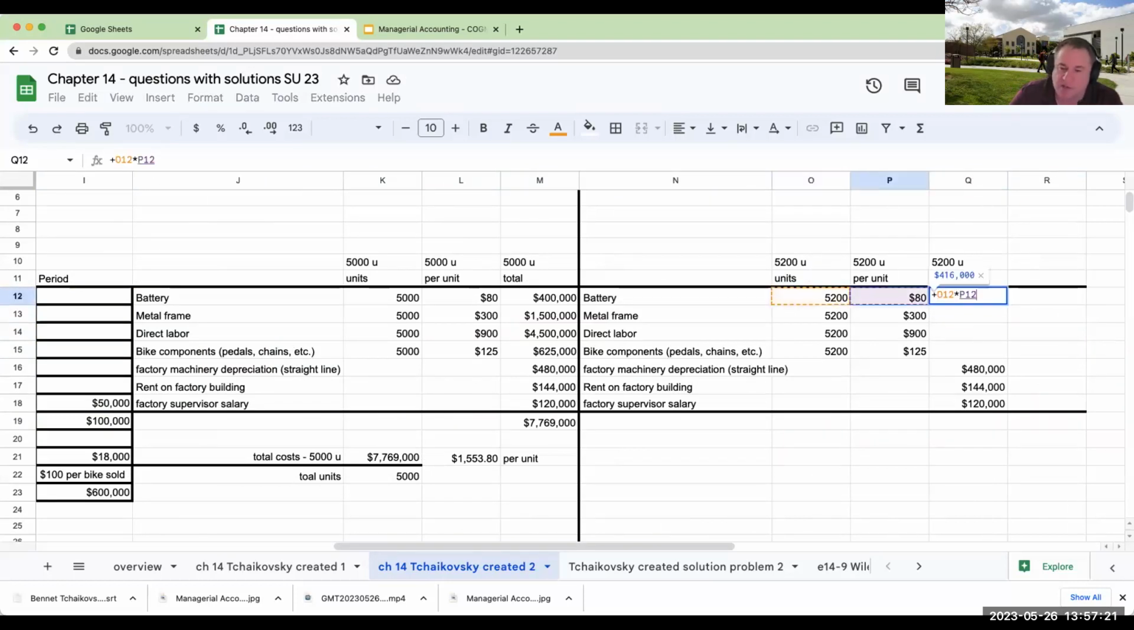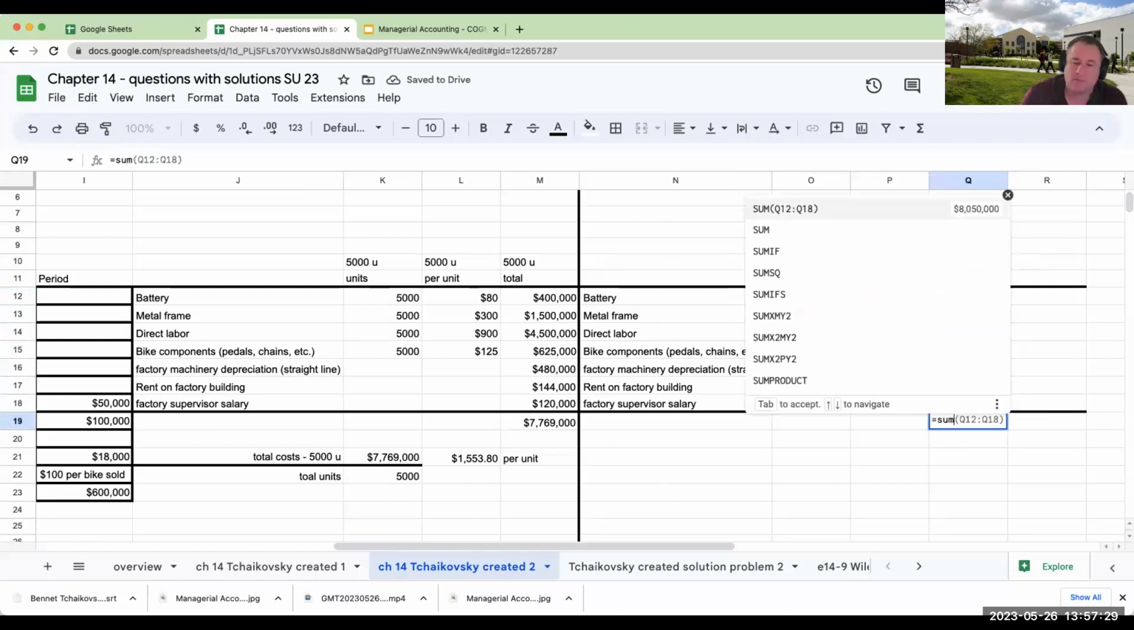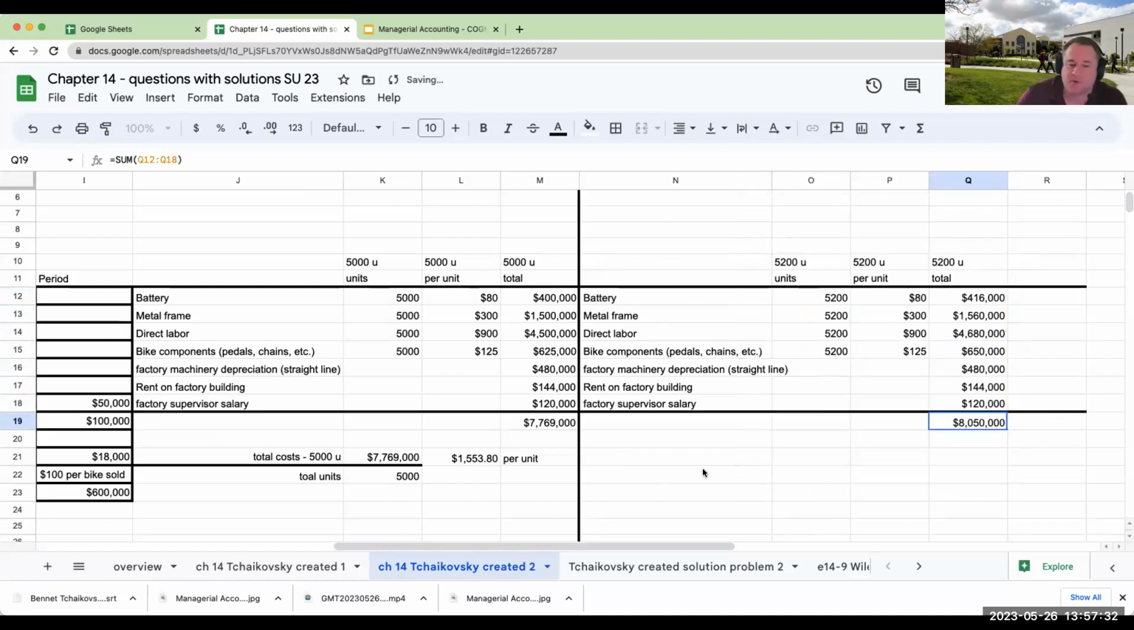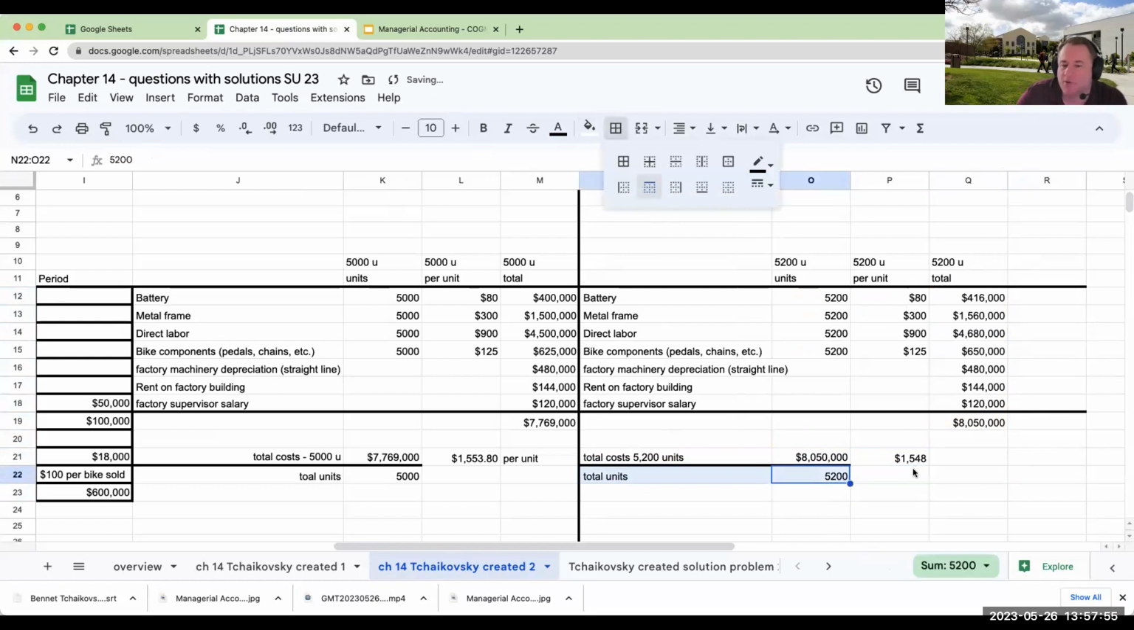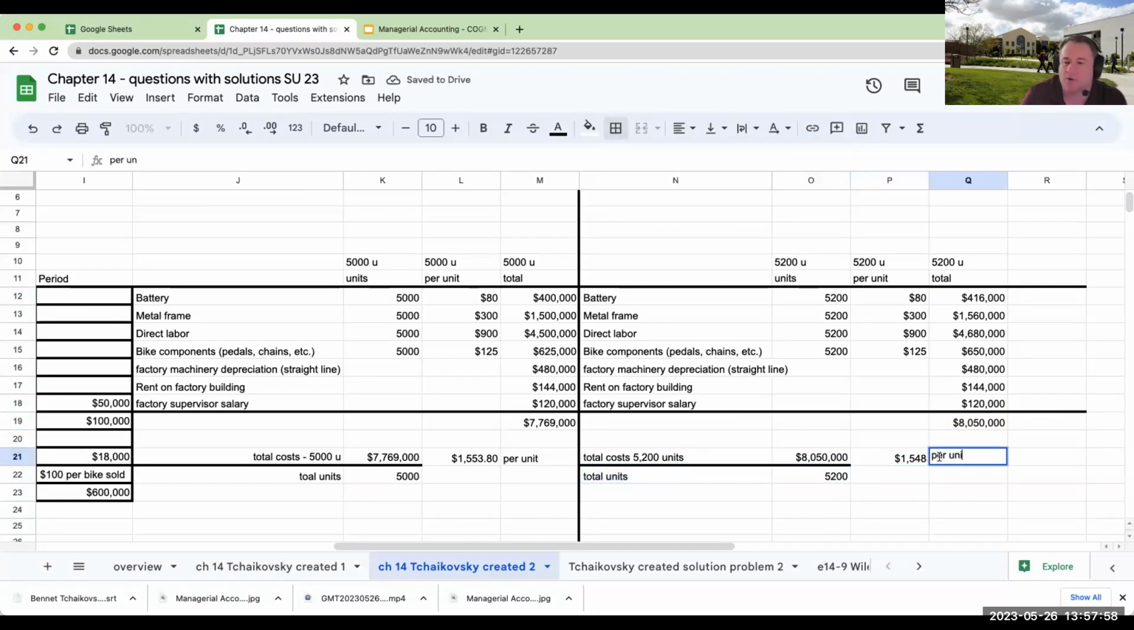So my total costs at 5,200 units. And if I add these through, I get a total cost of production. This will be 8,050,000. Total units are 5,200. My cost per unit is going to be 1,548 per unit, or this is going to be less on a per unit basis. So this is my per unit.